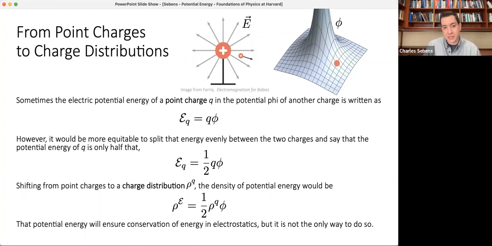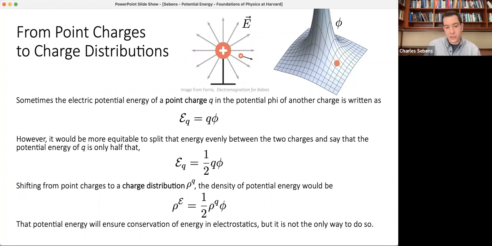It's not right to say that that's the potential energy of the little charge in the vicinity of the big charge. That's the potential energy of the two in virtue of their arrangement of being a certain distance away from each other and having the charges they have. So if you're gonna locate that potential energy somewhere, it seems more reasonable to say, well, half of that potential energy is at the location of the little charge and half of it is at the location of the big charge. So then you'd say that the energy of the little charge is 1/2 Q phi, not Q phi.